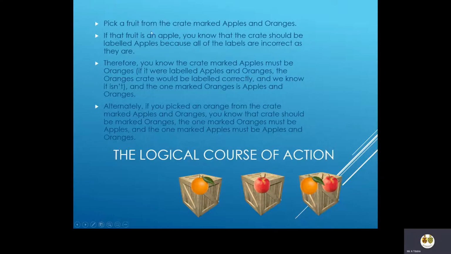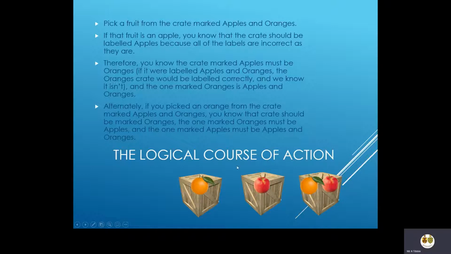So what you basically do is, for example, you would choose the apples and oranges crate. And if you picked a fruit out of there, and let's say it was an apple, then you would know that the crate marked apples must be oranges, because the crate that you just picked and an apple came out of it means that this is the apples crate. So the apples crate must be the oranges crate, because if it was apples and oranges, then the oranges crate would be labeled correctly, and we know that all 3 are labeled incorrectly.